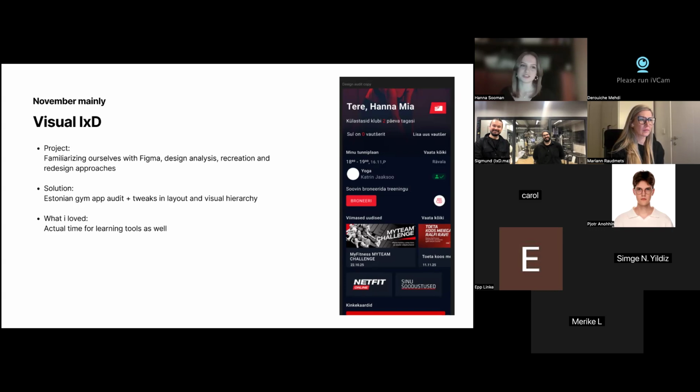The project was about familiarizing ourselves with Figma, analyzing the design of one app or website that we used and recreating it, and then redesigning based on the things that we found out. My project was about an Estonian gym, MyFitness. I found some things in layout and visual hierarchy that I wanted to improve, and then I made the tweaks, and that was my project. Small project, but very useful, I think.